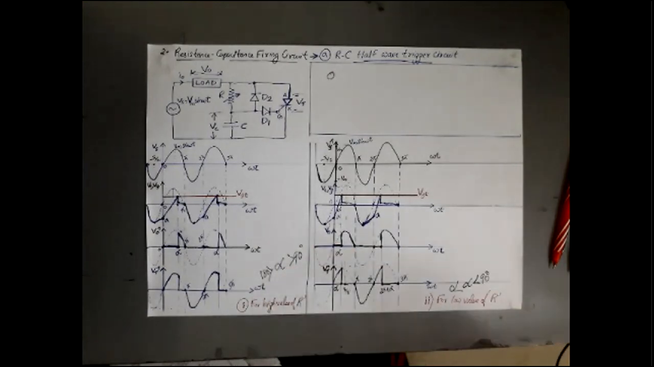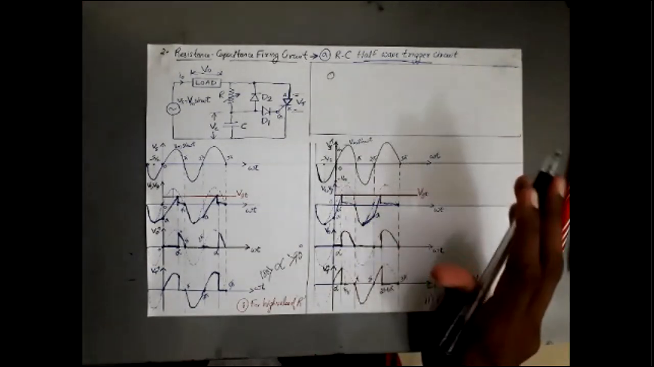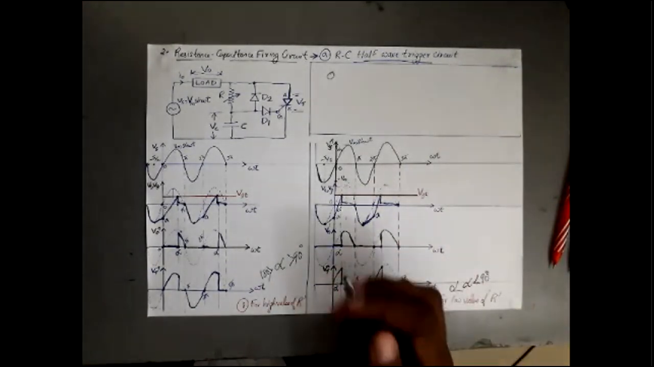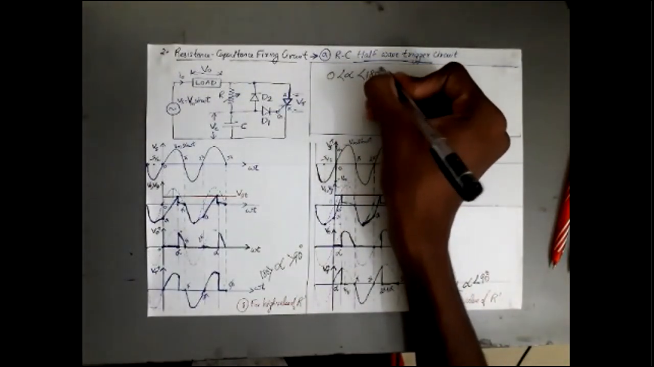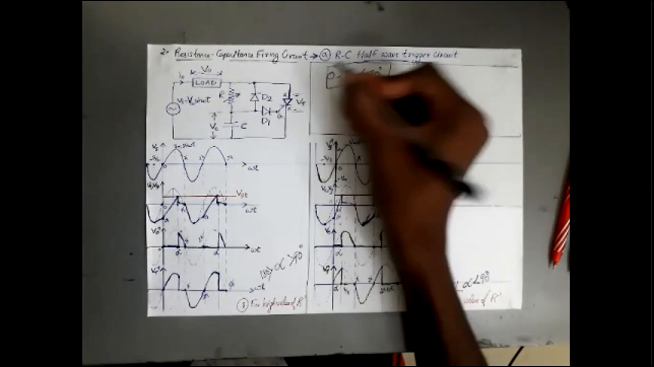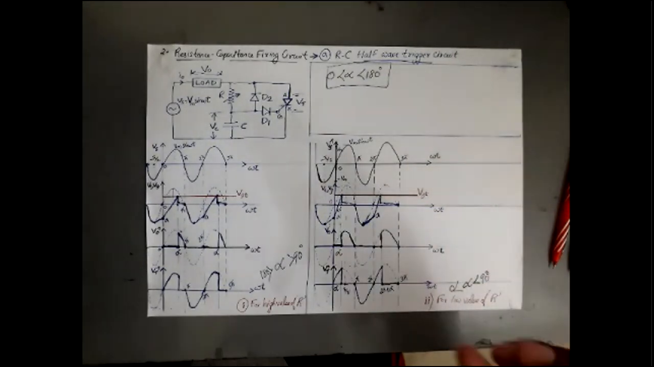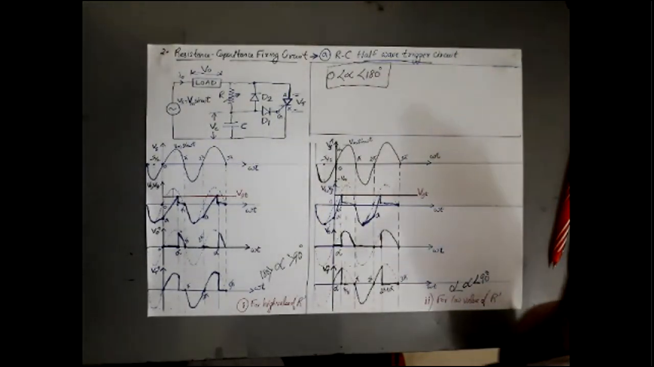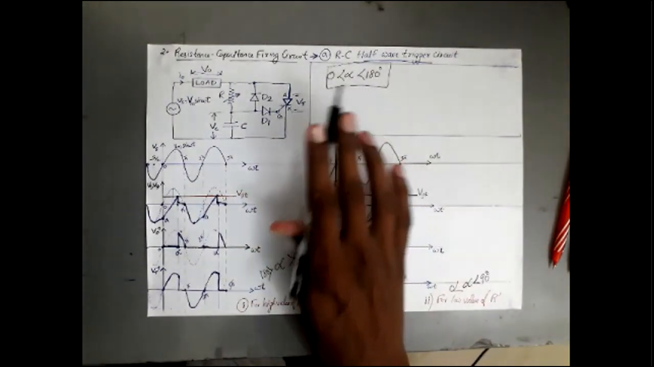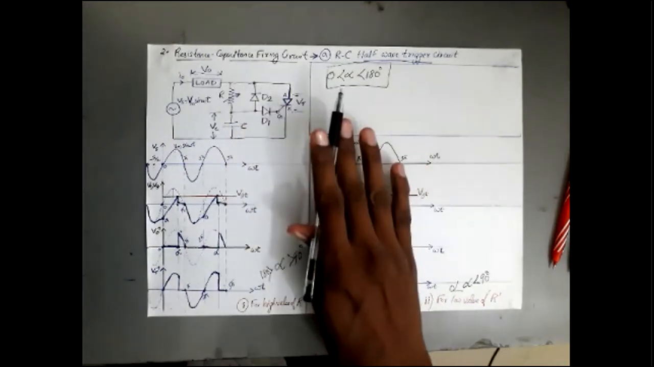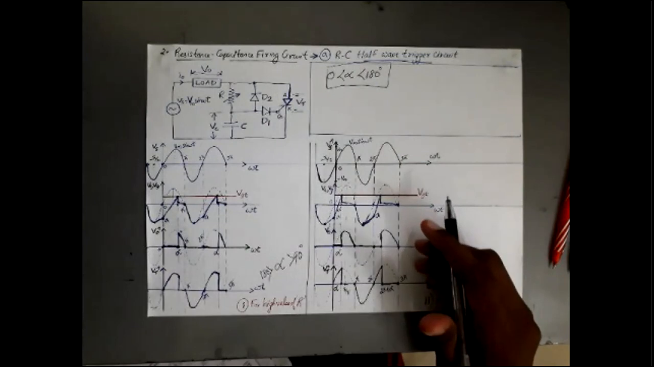So my RC half wave trigger circuit has a firing angle whose variation is from 0 to 180 degree. Practically it cannot be 0 or 180 degree. What was the case of the resistance triggering circuit or firing circuit? Alpha was able to vary from 0 to 90 degree only. But in this case, we can vary alpha from 0 to 180 degree. That is the advantage of the RC firing circuit. Then, now let us have a look at some other point.